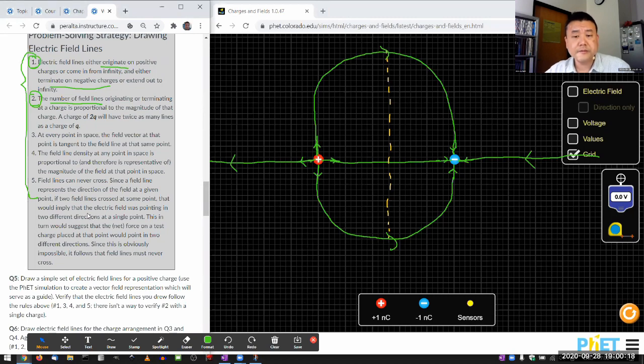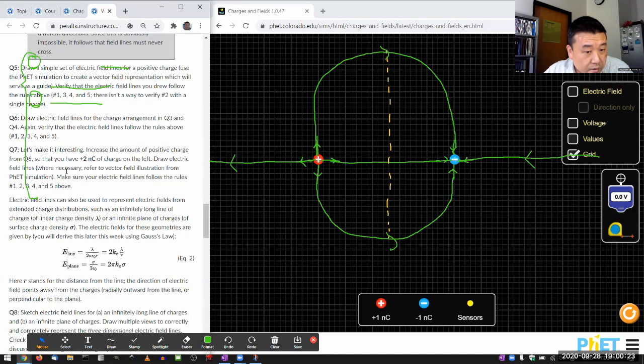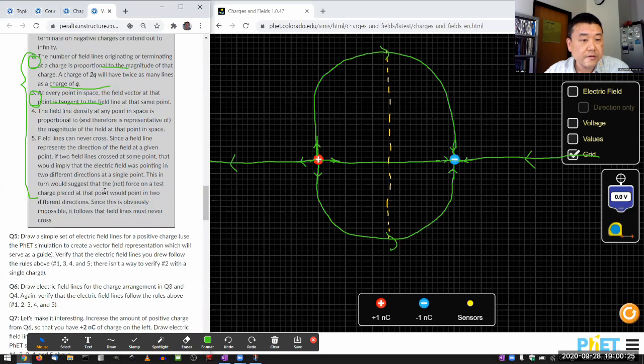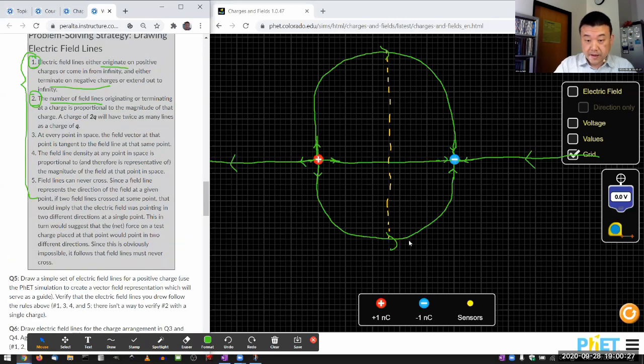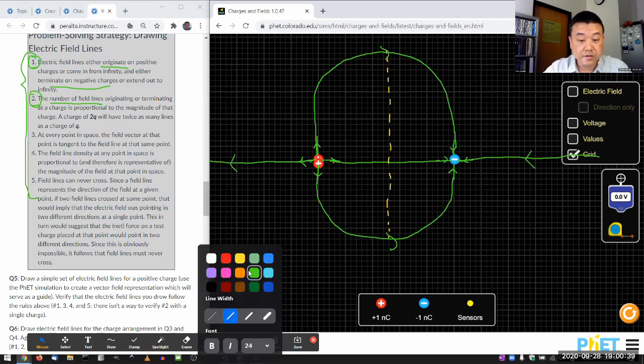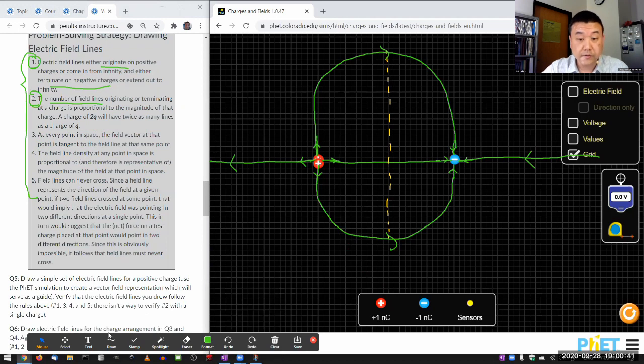I think that was where I had 2q, double the charge on the left. So let me do that. When I have double the amount of charge, I haven't turned on the electric field yet, so I don't know what that looks like. What I do have a sense of is the positive charge now needs double the number of electric field lines coming out. It needs electric field coming out here, here, here, here.